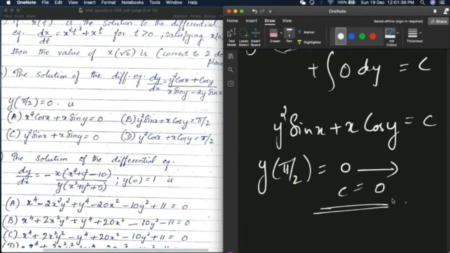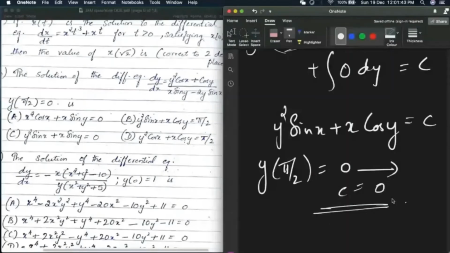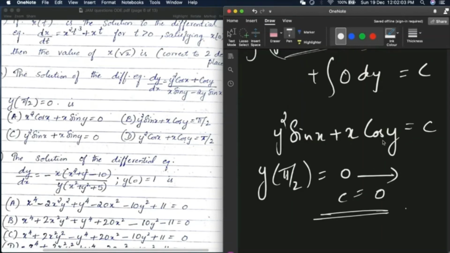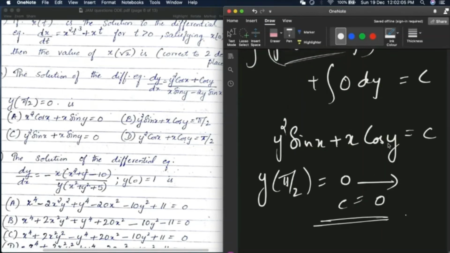So y square sin x plus x cos y, is it coming anywhere in the solution, or did I make a mistake while writing the answer? Y square sin x plus x cos y is equal to pi by 2 is coming here, no? This has to be 0, I think. Maybe I have made a mistake while writing the options. Ma'am, isn't c pi by 2? C is coming pi by 2? Yes, ma'am. Cos pi by 2 is 0, no?